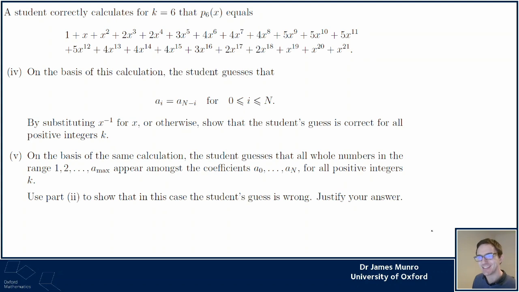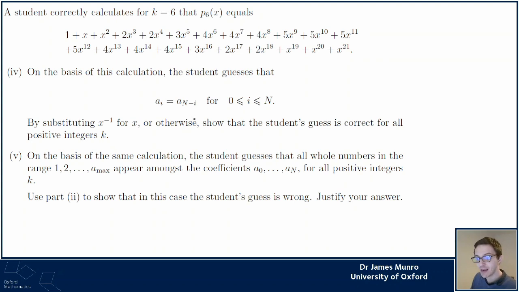In the middle of this question, we're told that someone else has gone and worked out p6 of x. I'm glad that we didn't have to do this. Look, they've correctly calculated all of these terms: 1, 1, 1, 2, 2, 3, 4, 4, 4, 4, 5, 5, 4, 4, 4, 4, 4, 3, 3, 2, 1, 1. Amazing. And they've guessed that a_i is equal to a_{n-i}, which I suppose means that a_0 is equal to a_n, a_1 is equal to a_{n-1}, a_2 is equal to a_{n-2}, and so on and so on.